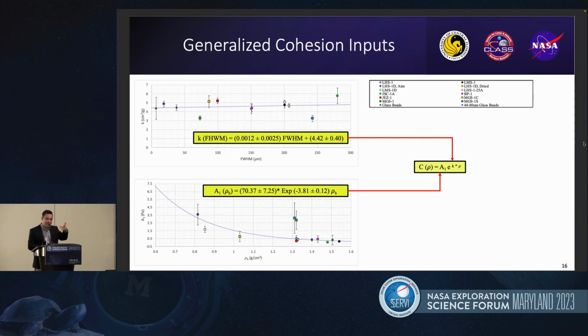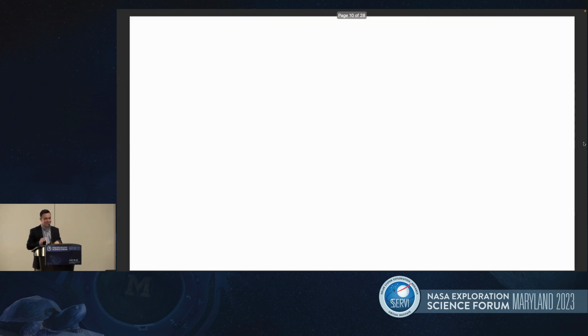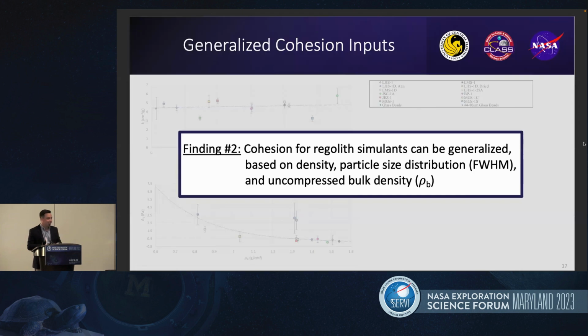And what does that mean? Next, please. This is really rough without the builds. I'm sorry. So what does that mean? It means if you're not using specifically that make of LHS-1 or LMS or that particular simulant, these equations help derive a general approach. So if you know what the particle size distribution is and you know what the uncompressed bulk density is, you can get in the ballpark of what that cohesion would be.